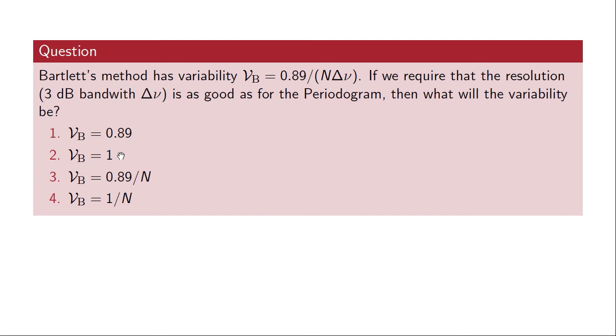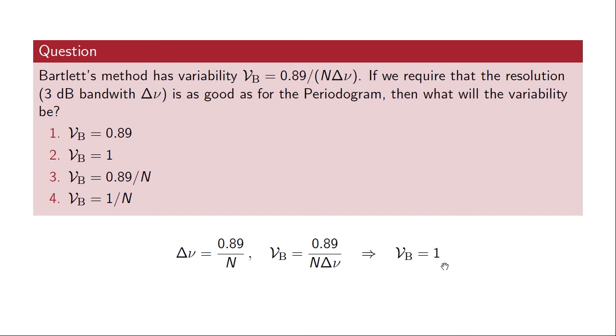Well, the correct answer is option number 2. And there are several ways to see this. One way is simply to use the formulas. So we know that the resolution of Bartlett's method is 0.89 divided by n. This was covered in a previous video. And we have the expression for the variability of Bartlett's method. So simply taking this expression for the spectral resolution of the method and plugging it into the formula for the variability will give us a variability equal to 1.